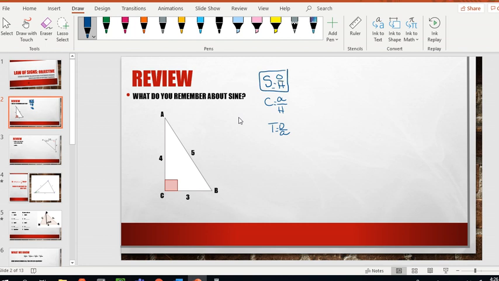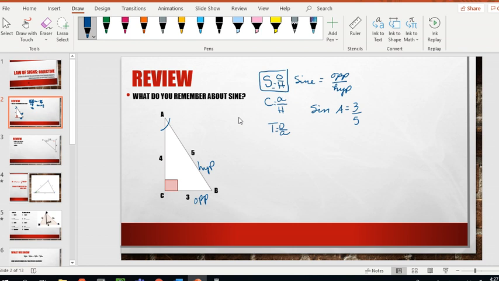So that means sine equals opposite over hypotenuse. Okay, so if we had this triangle right here showing you, we would have sine of, let's start with something like A. Sine of A is equal to, okay, what's opposite? 3 is opposite, and this is hypotenuse, so 3 over 5.